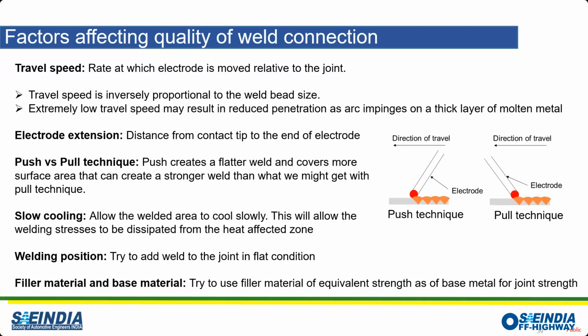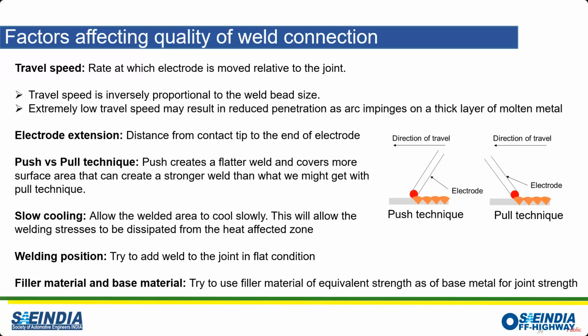And don't go too slow, because it would add too much heat into the joint, and it would also reduce the chances of penetration, because the molten metal is kind of forming a bead on top of each other. So there is huge deposition, but you may not see a good penetration into the connection at the bottom.